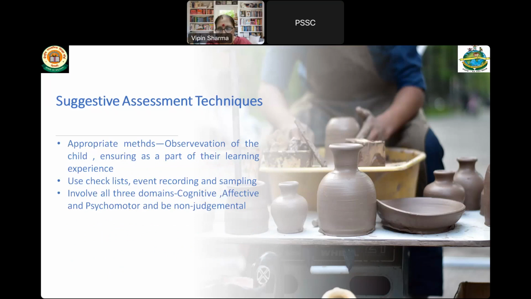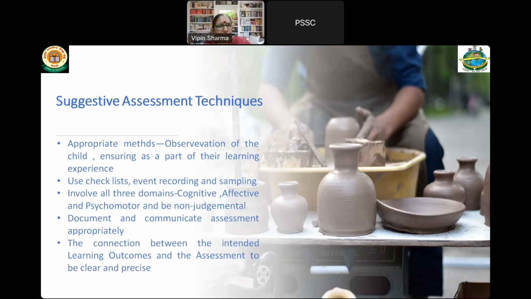Some techniques I'm giving you; I'm running short of time, so I'm going a little fast. Use appropriate methods: observation, checklists, involving three domains, CAP CAP. Never forget CAP CAP. Okay, I will be clear. Conclusion.